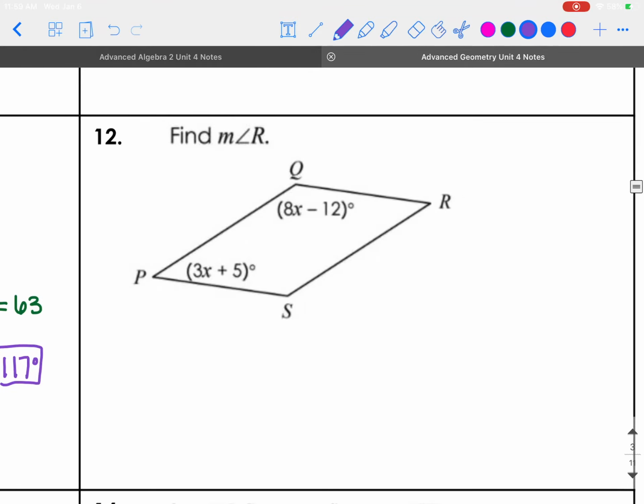Number 12. Try number 12 on your own. See if you can pause the video and work it out.